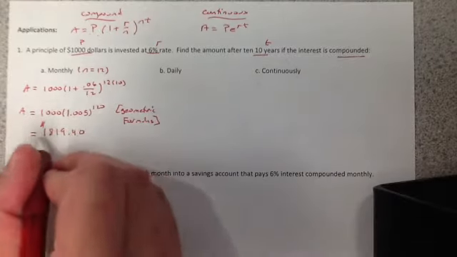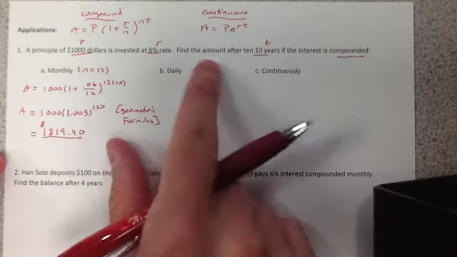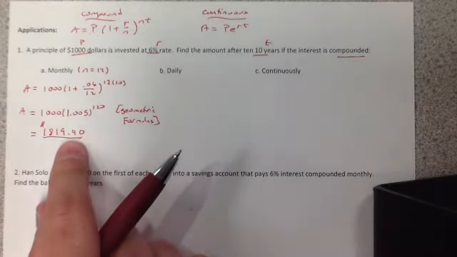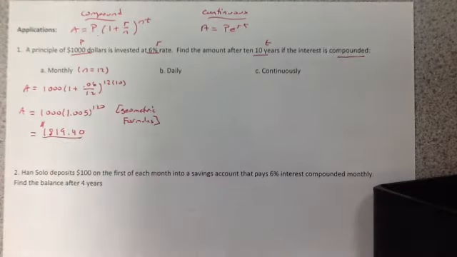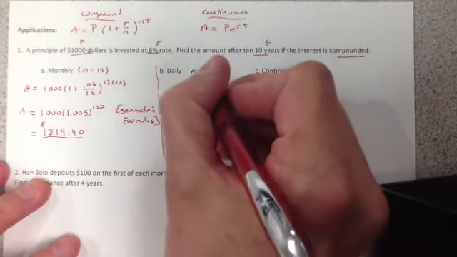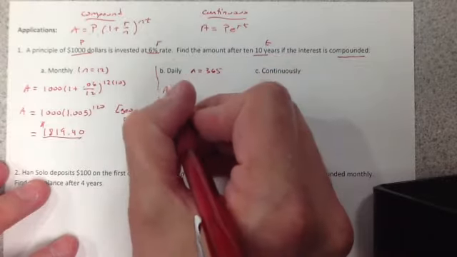So what's the amount after 10 years if it's invested monthly? That's how much we will have in the bank. Now, let's take a look at daily. Here, N is 365, since there are 365 days in a year. We do the same thing.